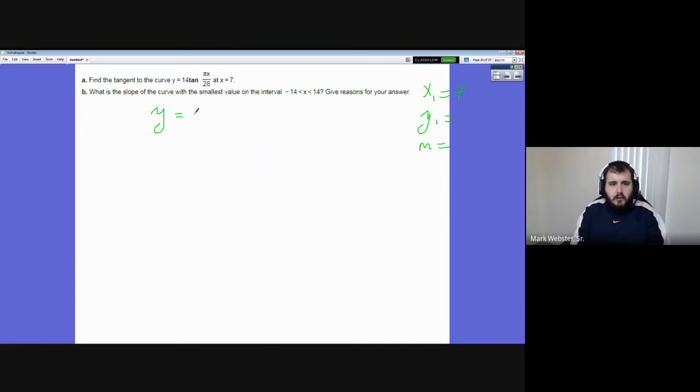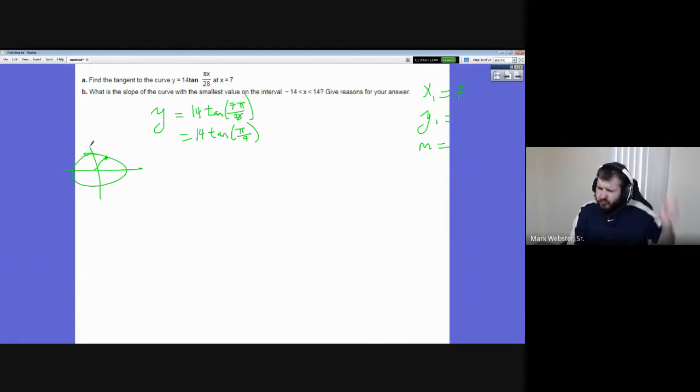So I got 14 times the tangent of 7 pi over 28. Well, that 7 pi over 28 simplifies to pi over 4. What's the tangent of pi over 4? What's the tangent of 45 degrees? Isn't that where sine and cosine are the same? So the tangent of pi over 4 is 1. So y is 14.